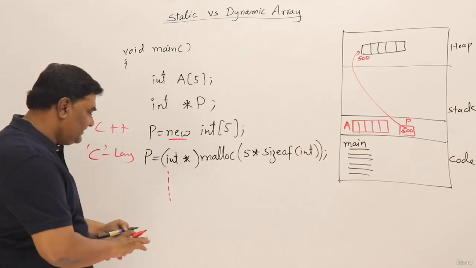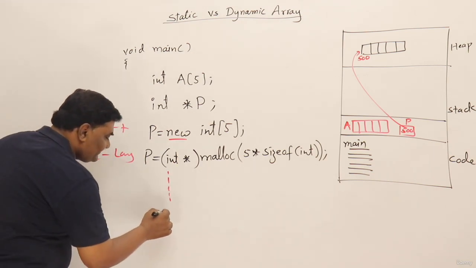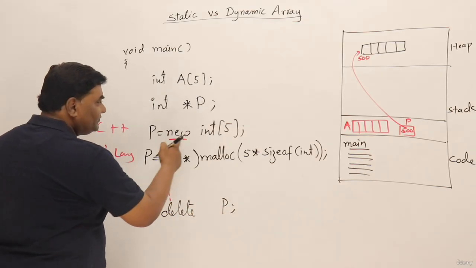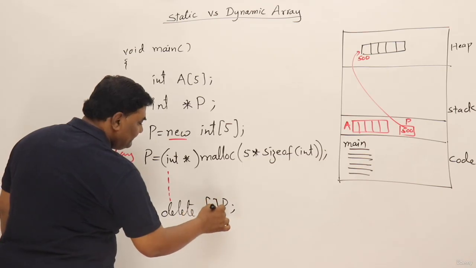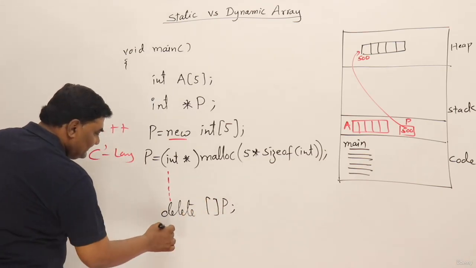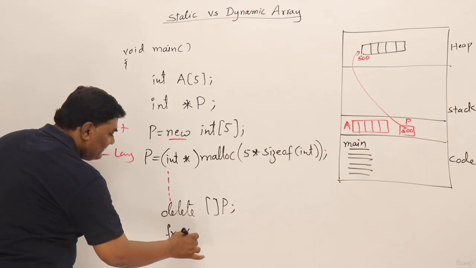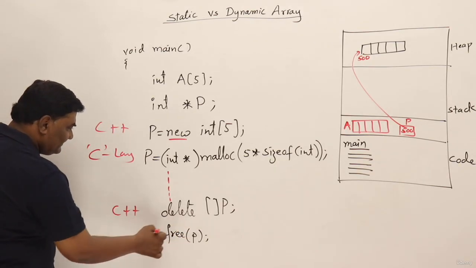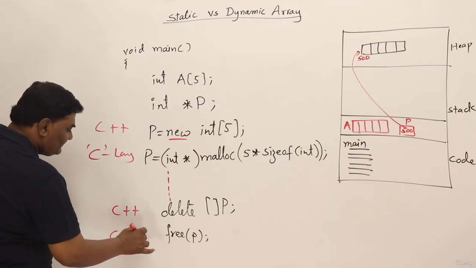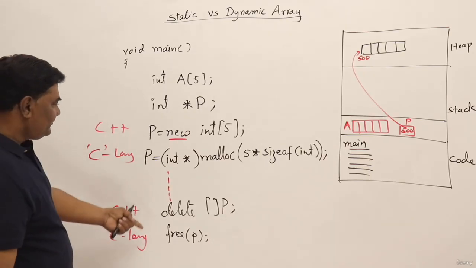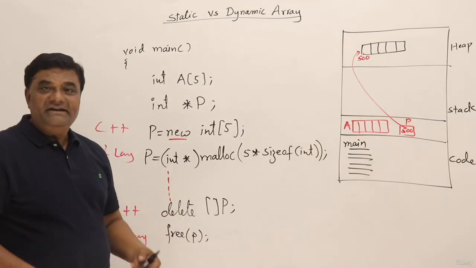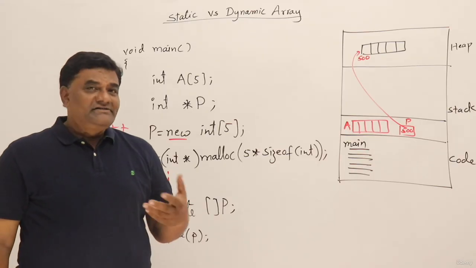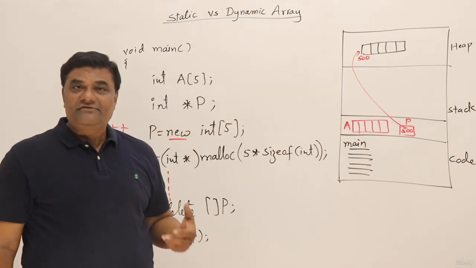So how to release the memory? In C++, we have to say delete P. But P is used for an array, so it must be mentioned here with a subscript. And in C language, say free P. So this is the method of deallocation in C++, and this is the method of deallocation in C language. So I have shown you the syntax for both languages. The main concern here is how to get the array inside heap. Now next we will see how to access that array from heap.